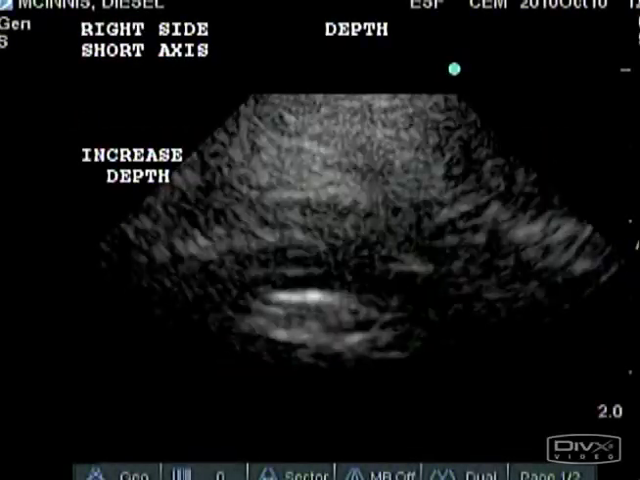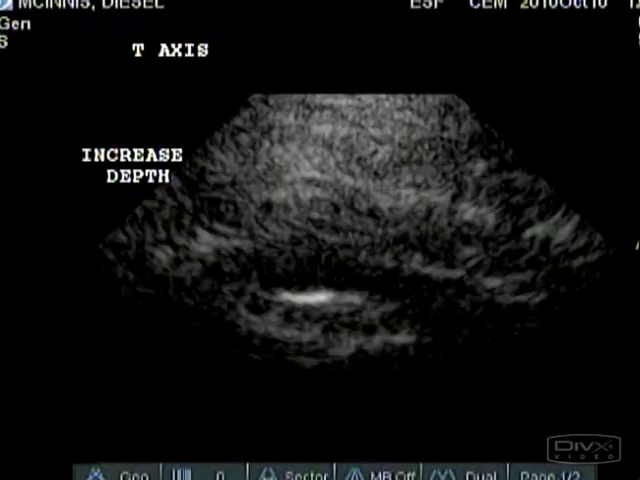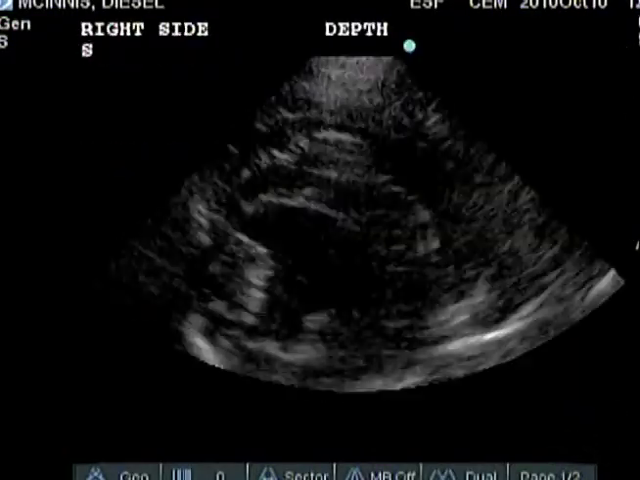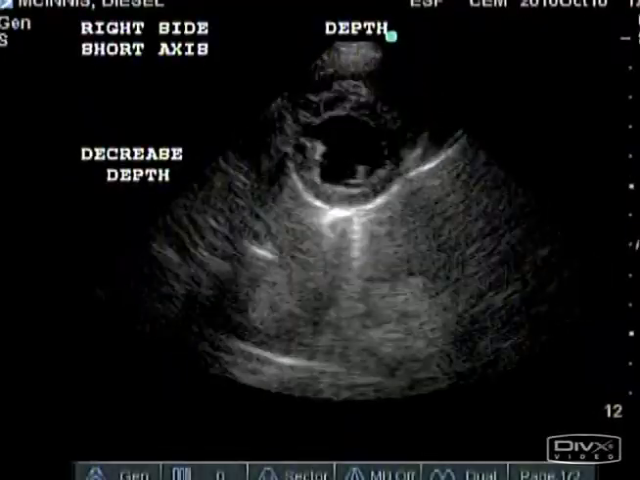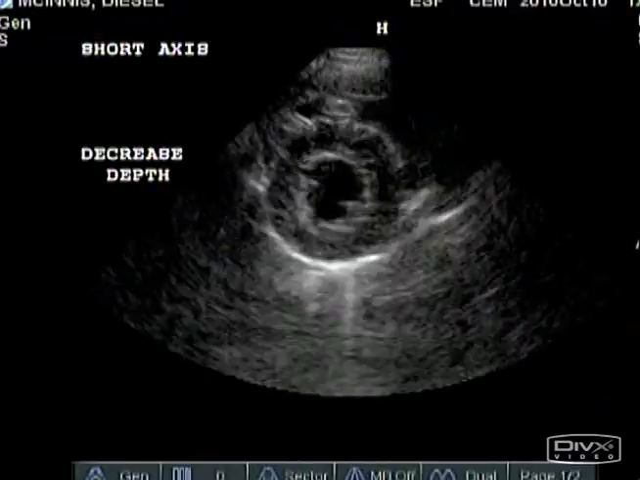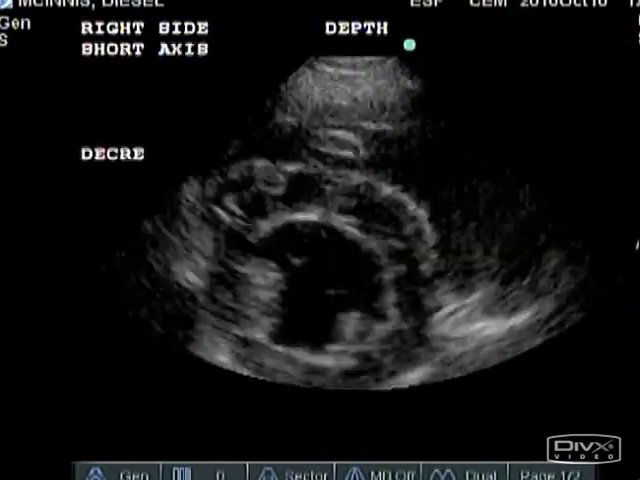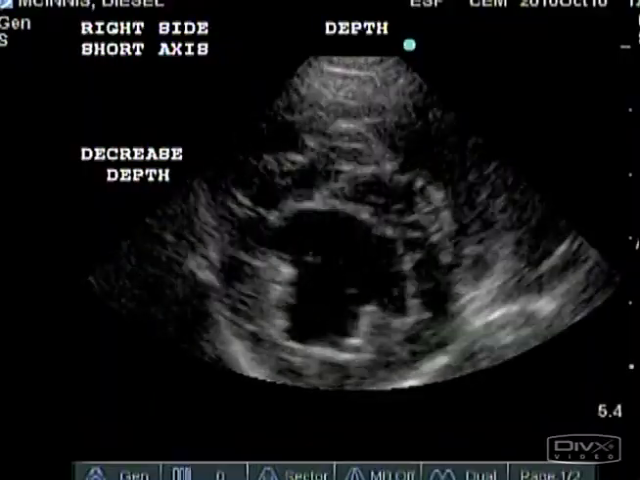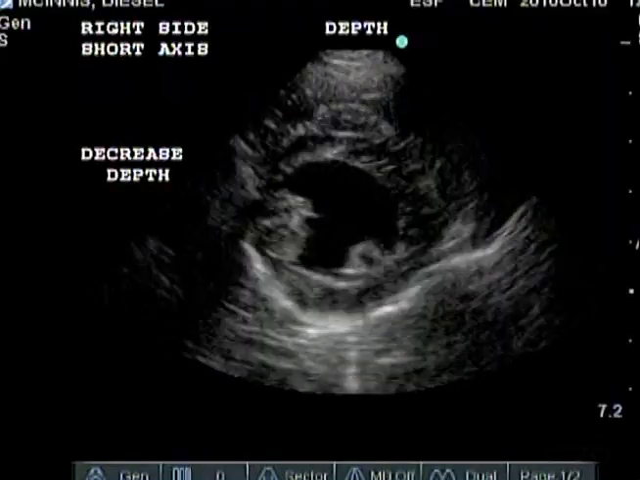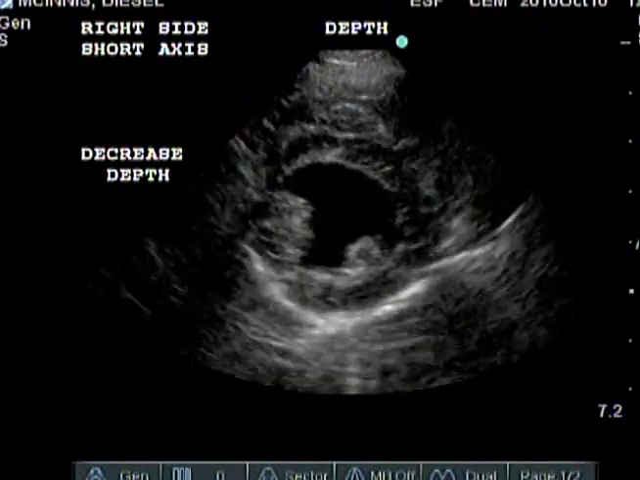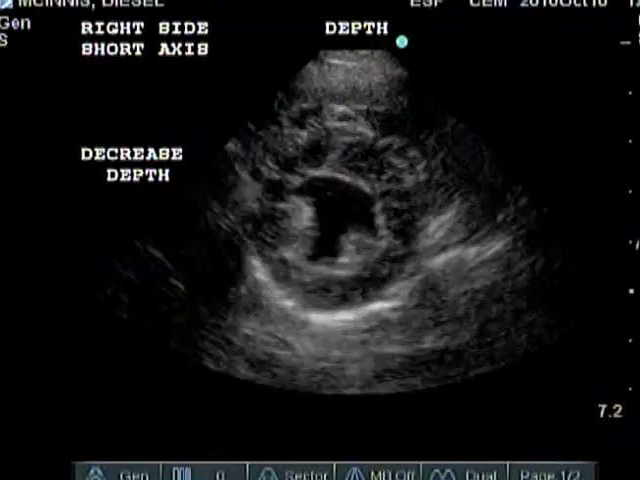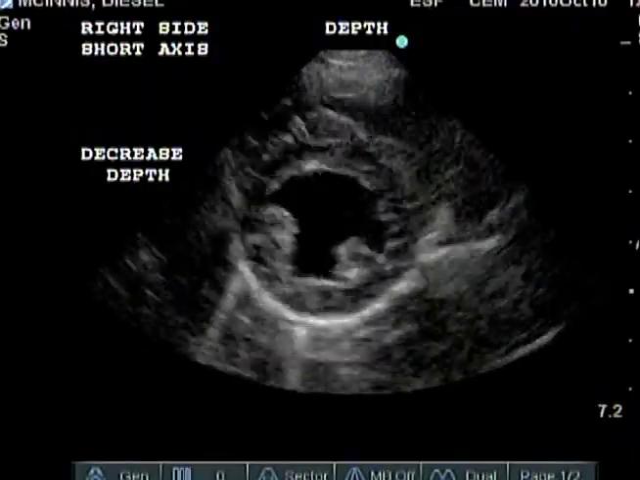Once you have the heart on the ultrasound screen, it is best to increase or decrease the depth until the heart fills the ultrasound screen from the top of the screen to the bottom of the screen. By doing this, you reduce artifact from the lungs and other structures of the thorax and concentrate the computer capacity to imaging the structure you want to study.